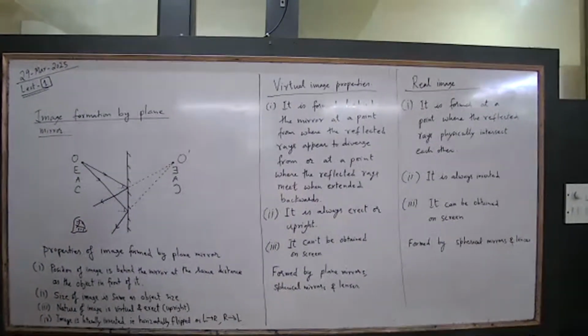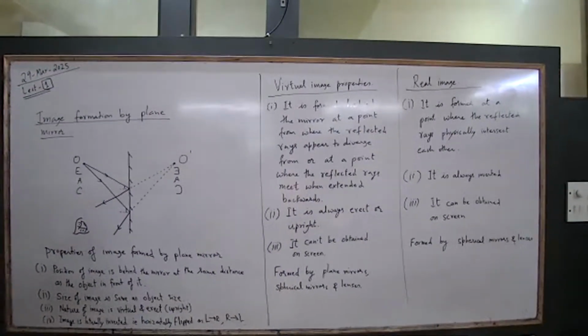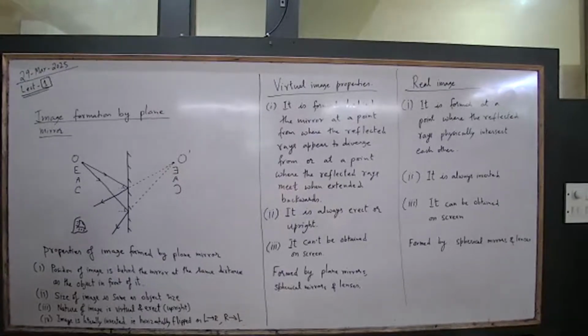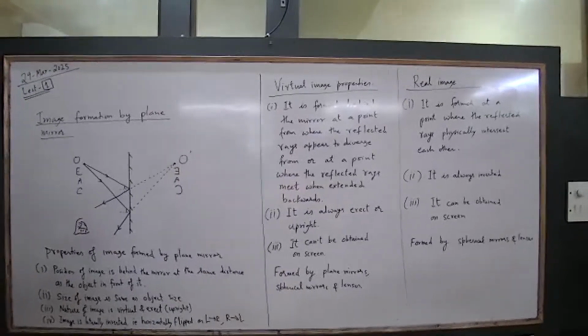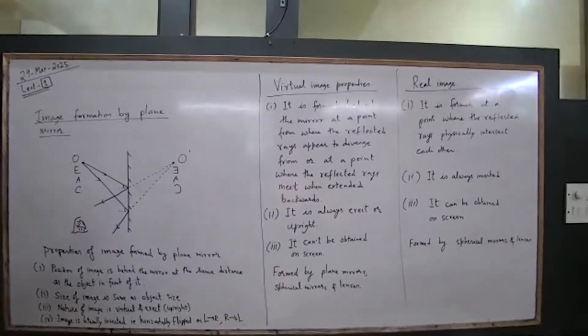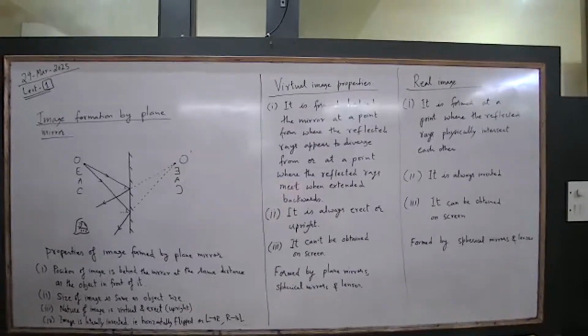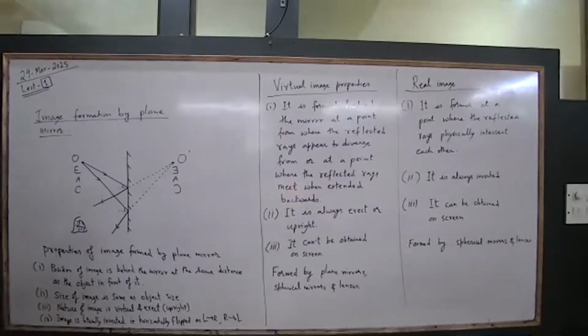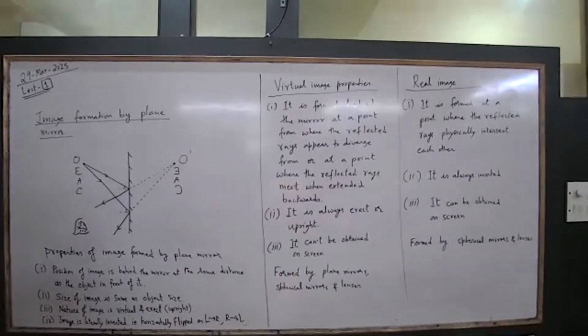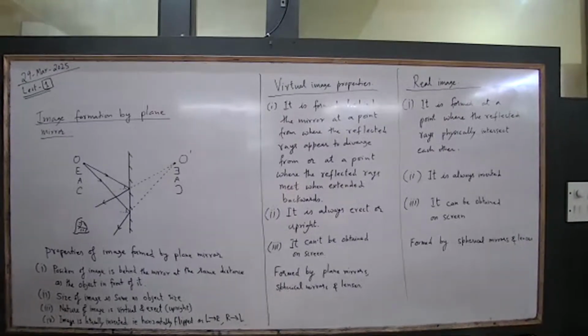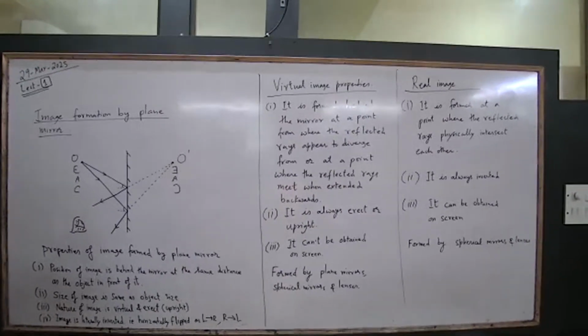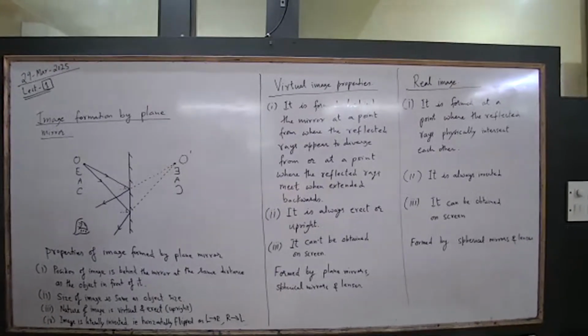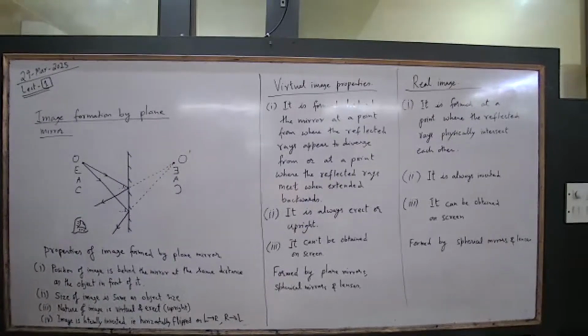Real and virtual, so we'll see that. It depends on the mirror. Yes, some mirrors will only form virtual images, spherical. In case of a lens, also some will only form virtual, and a particular lens like convex will form both virtual and real.